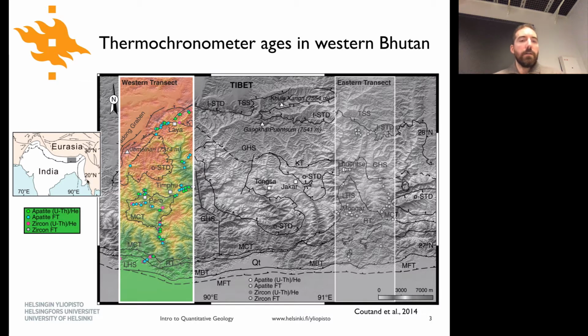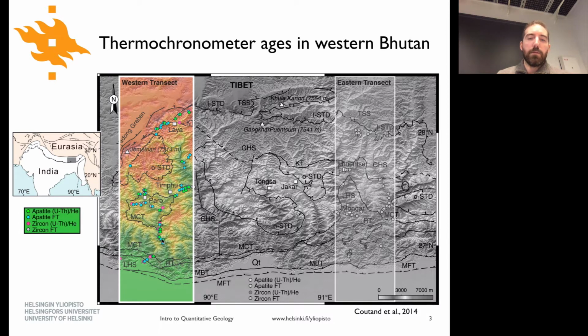So the Bhutan Himalaya is over here in the east. You can see the inset map here with India as a reference point, and this would be the southern margin of the Tibetan Plateau. Bhutan is in the eastern part of the Himalaya, and we're dealing with data that comes out of a paper published in 2014. We're only taking about half the data. We're just dealing with the western, what's called the western transect in this paper.